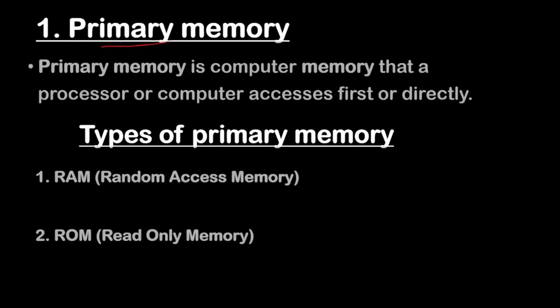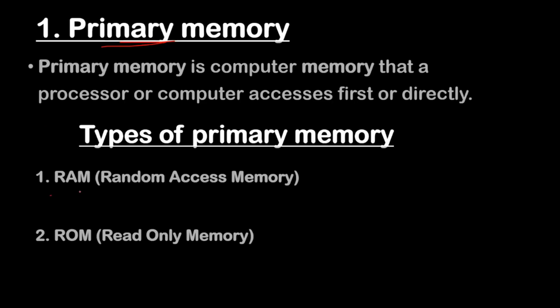Now see about this primary memory. Primary memory means what? As its name says, primary means the memory which is accessible by the processor or your computer firstly or directly. Primary memory is the computer memory that a processor or computer accesses firstly or directly. As we discussed, when you give input to your computer, firstly it goes to your primary memory, your RAM. That's why it is called primary, meaning firstly or directly.